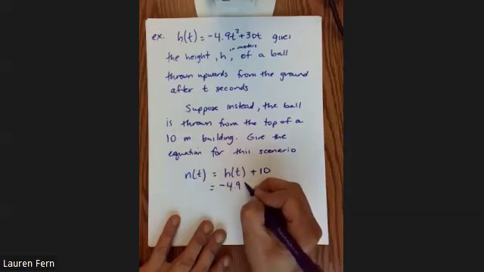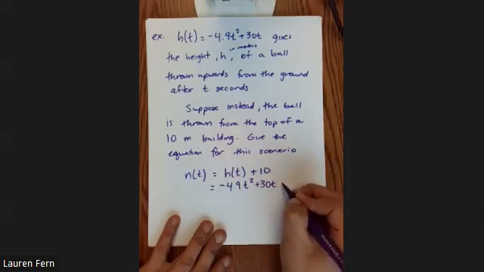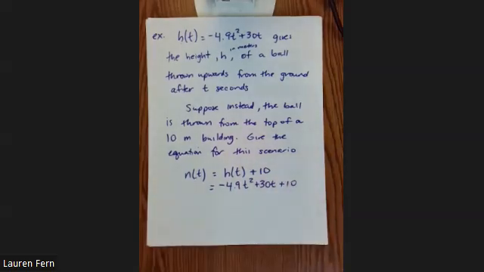Well, h of t is negative 4.9 t squared plus 30 t. And now what do I do? Add 10. Beautiful. All right. So these are our vertical shifts. We're going to be playing with these a lot throughout the course, and remembering these is going to be so helpful for when we're graphing exponential functions and logarithmic functions. We're going to come back to this idea. Okay.